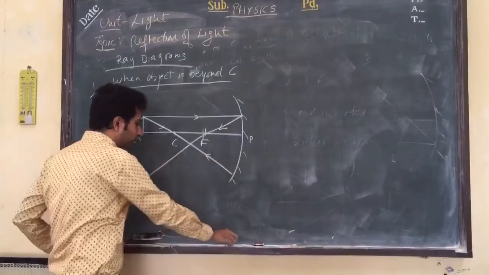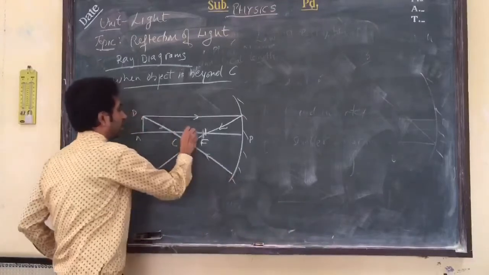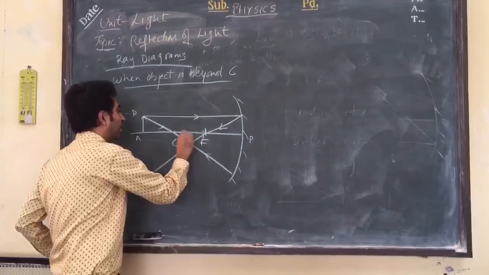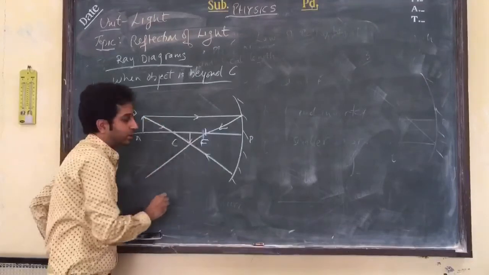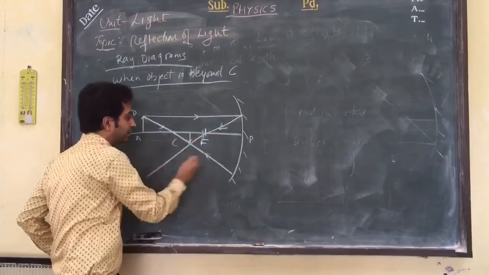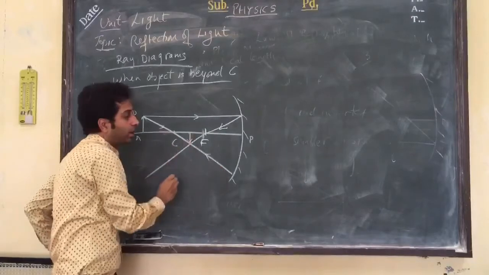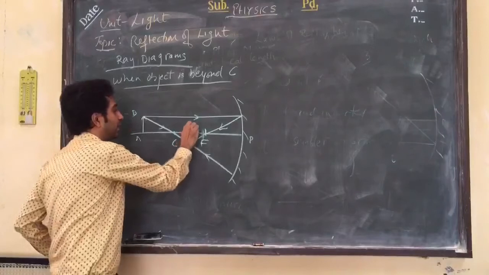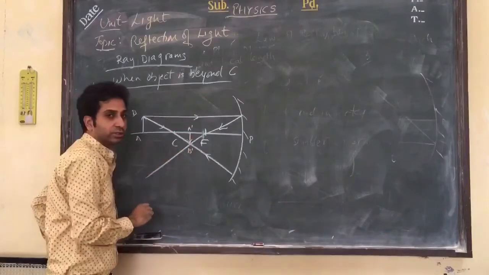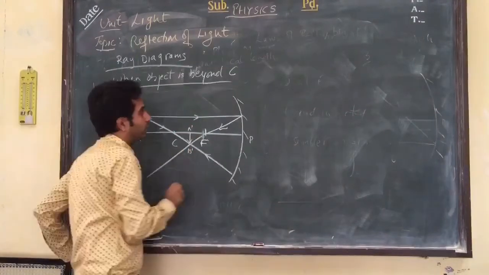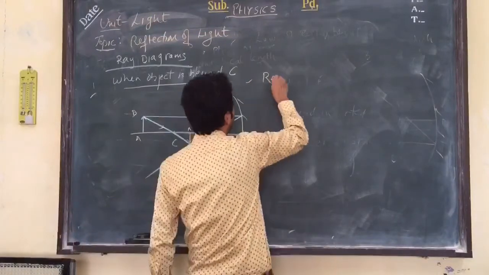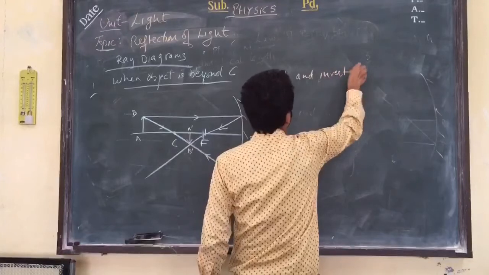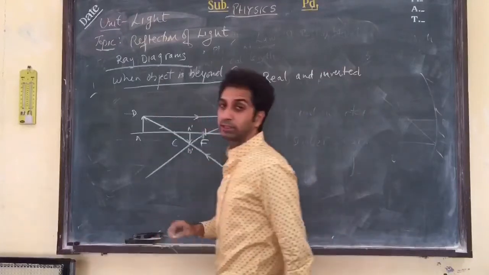Where the two rays meet each other, the image will be formed, and now the arrowhead comes down because it's a real image. The reflected rays are actually meeting, so it's real and also an inverted image. So this is A dash B dash, the position of the image. So we can say that real and inverted images are formed.